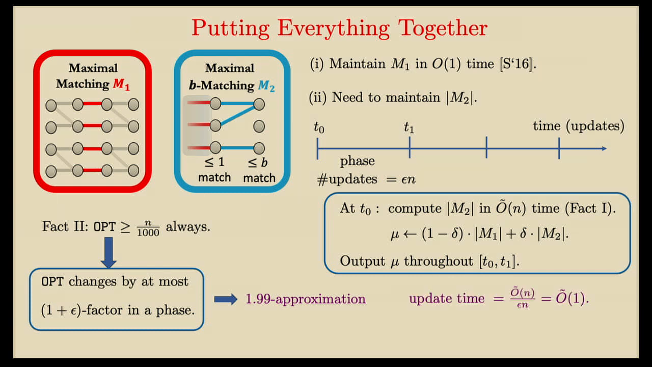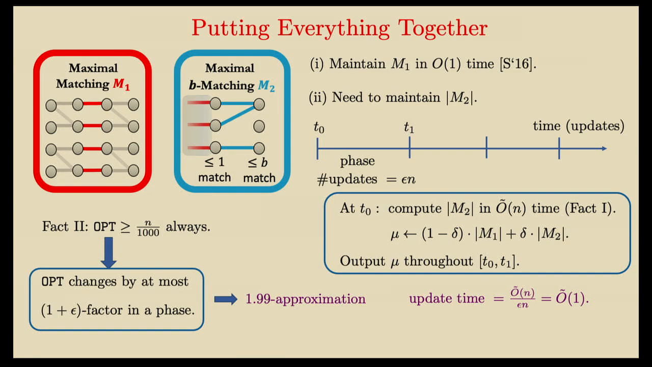This gives 1.99 approximation. What is the update time? For maintaining M1, we are just spending polylog time, we are good. For computing M2 at the start of the phase, we are spending n polylog n time, and that is the only non-trivial work we are doing. Just amortize this work throughout the length of the phase, which is epsilon n. So, update time is n divided by epsilon n, the update time is polylog. That is it.